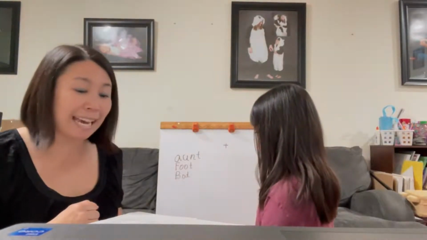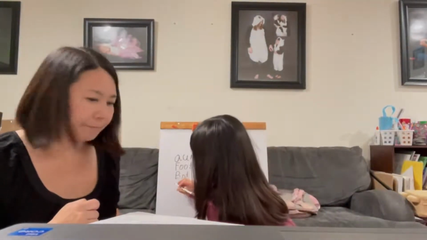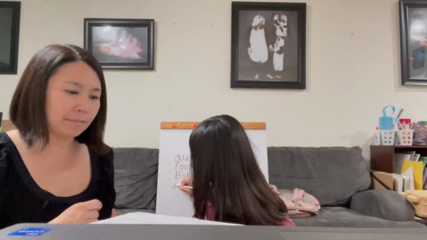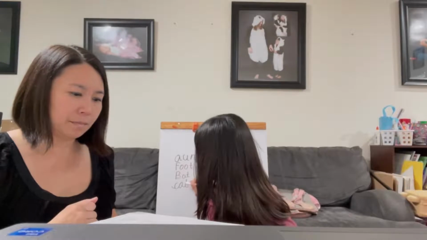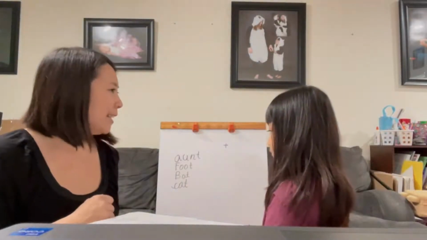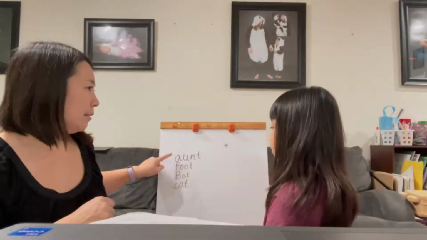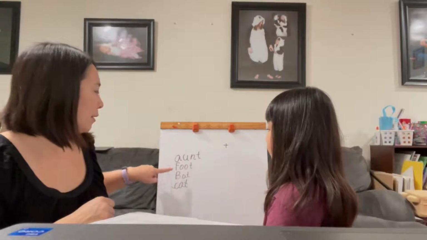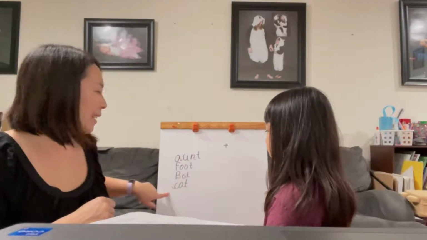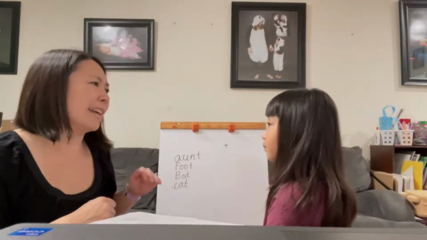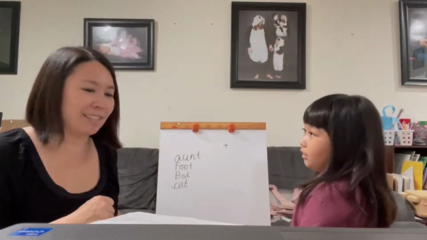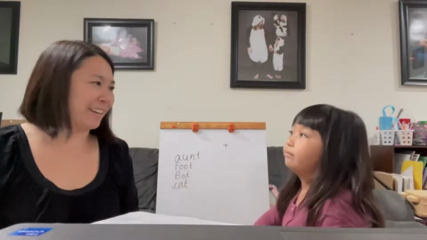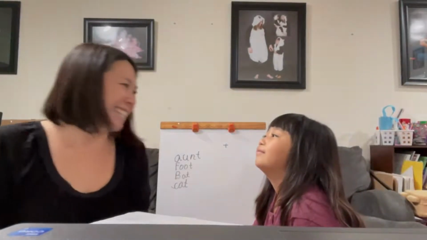And the last word, cat. All right, excellent. So, aunt, foot, bat, cat. What letter do they all end with? What sound? T. And what sound does it make? T. Very good. All right, great listening to the T sound.